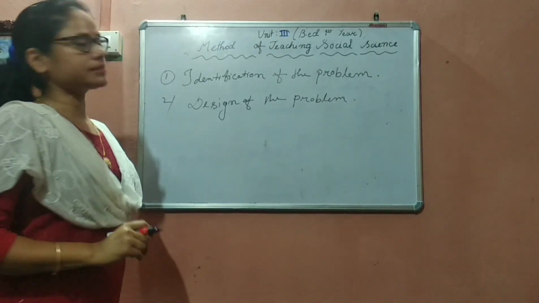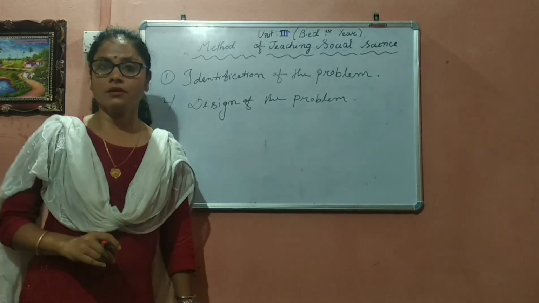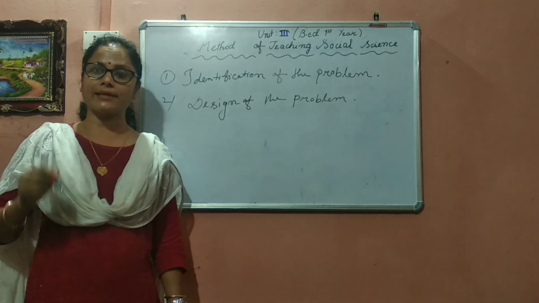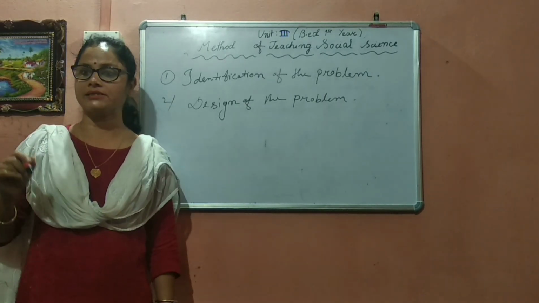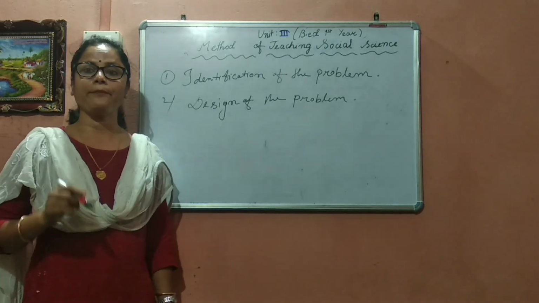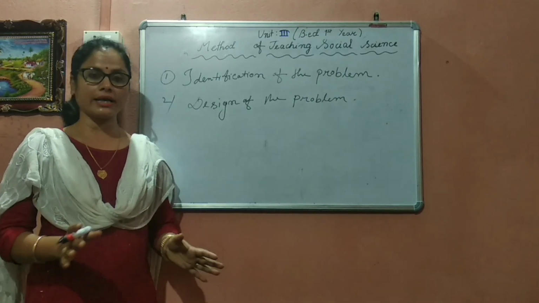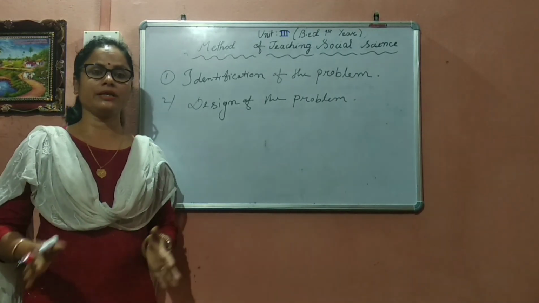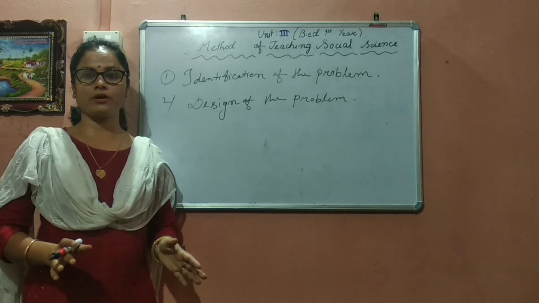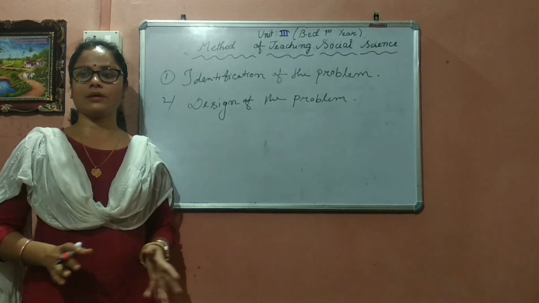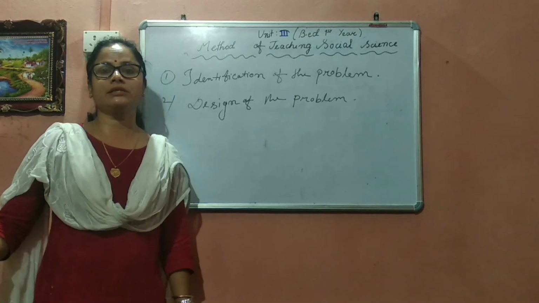Then the next step is design of the problem. This is the second step of the problem solving method. The problem is related to existing knowledge. So in this step the problem must be related to existing knowledge and must be familiar from real life situations. Without real life situations we cannot minimize the problem in our daily life. So first of all, design the problem related to existing knowledge, familiar and from real life situations.